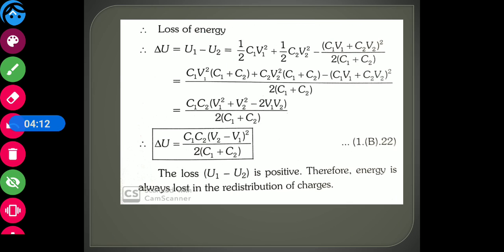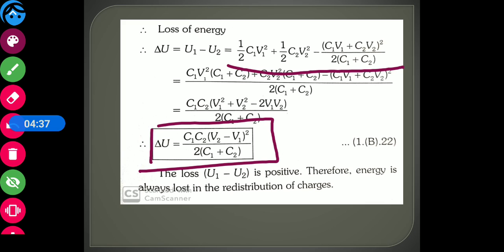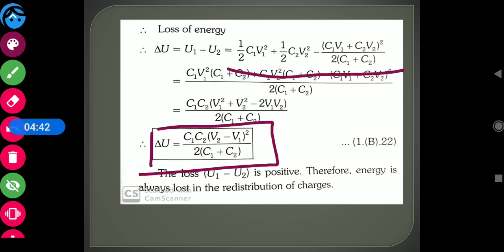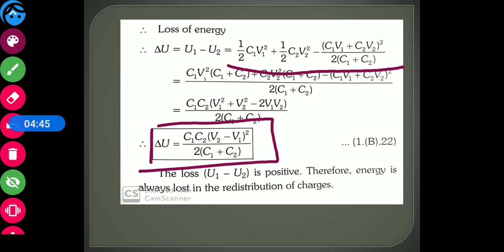Loss of energy is the difference between the initial and the final energy. The initial energy is half C1 V1 square plus half C2 V2 square, and the final energy, calculated in the previous slide, is C1 V1 plus C2 V2 whole square upon 2 times C1 plus C2. Now by using previous knowledge of mathematics, if we simplify this expression, it reduces to C1 C2 times V2 minus V1 whole square upon 2 times C1 plus C2. So this expression is the loss in energy.